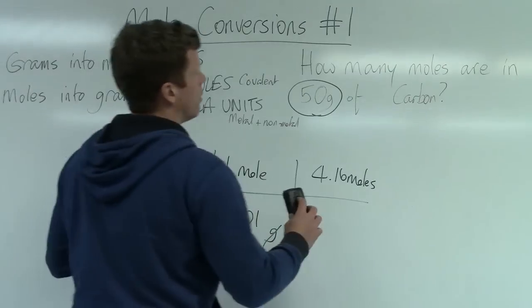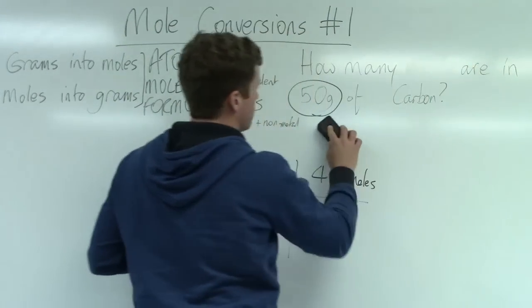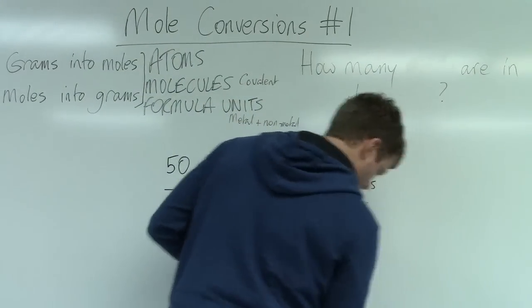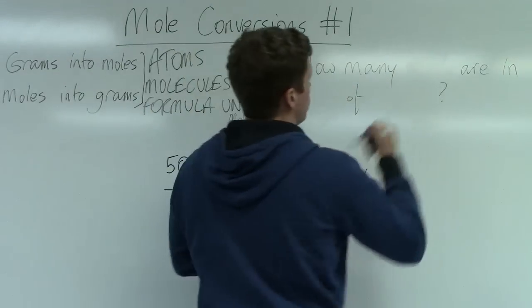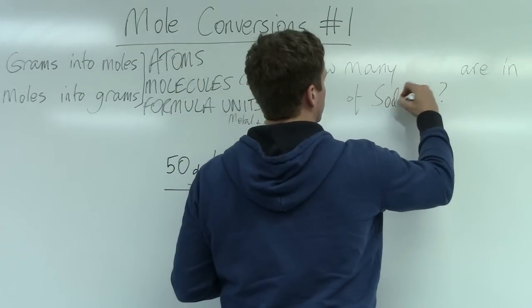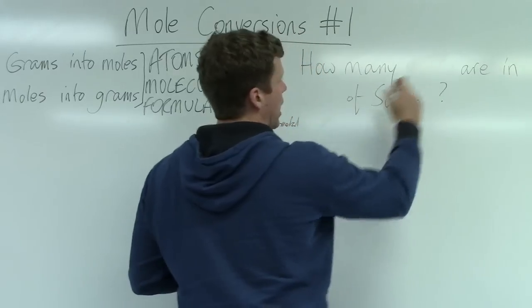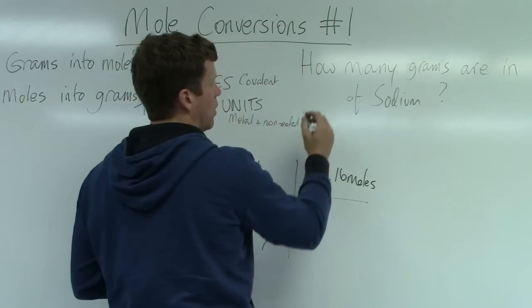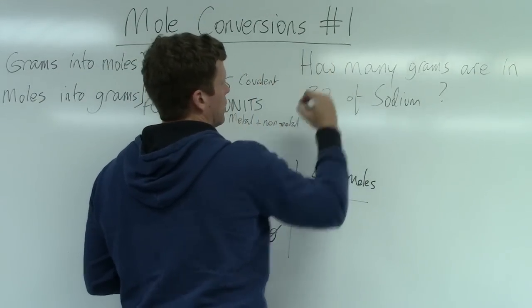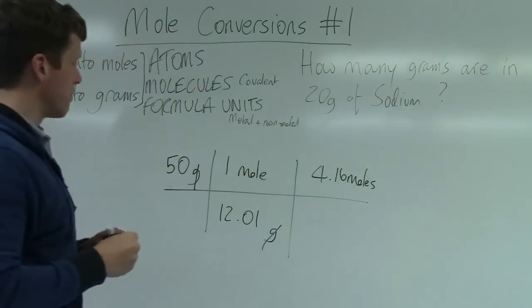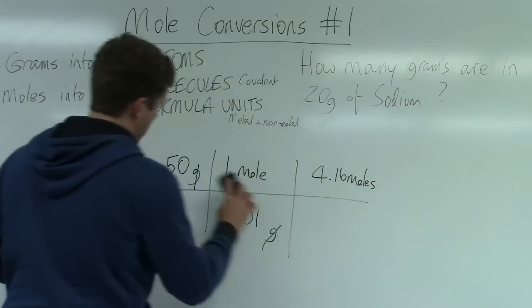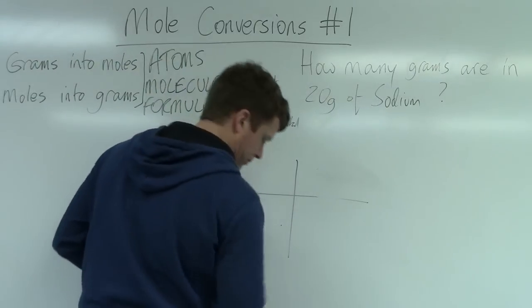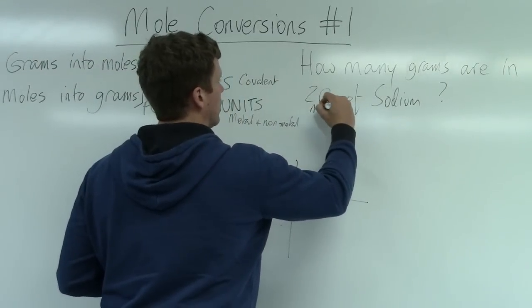We're going to change this problem slightly, but let's use a different element. So this time let's use sodium. So we're looking at how many grams would be in 20 moles of sodium. So same sort of method. I'm going to leave this little table up here. That should be moles, excuse me. So that should be moles.